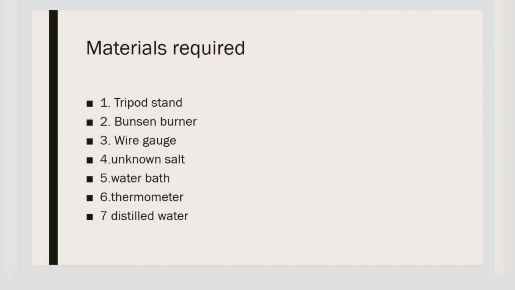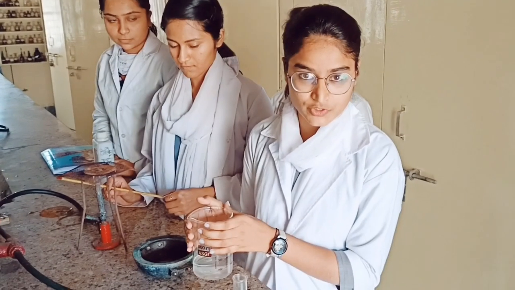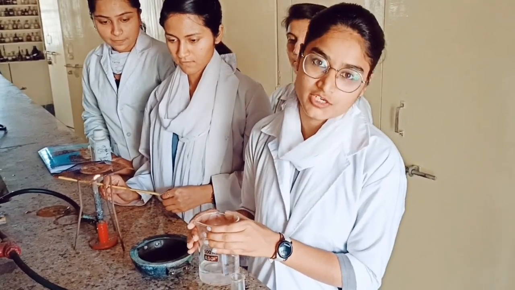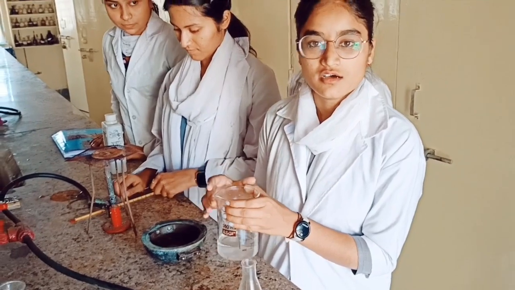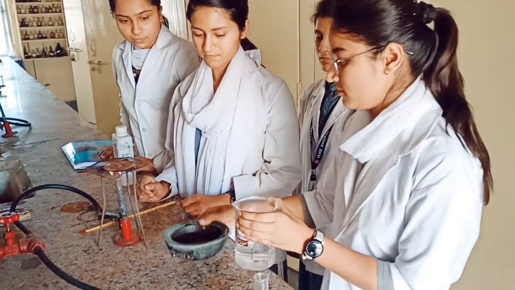For this experiment, we will require 60 gram of distilled water, which is the pure solvent, and 40 gram of unknown salt, which is the solute. We know that the boiling point of water is 100 degrees Celsius, so we will measure the boiling point of water after adding the salt to it.